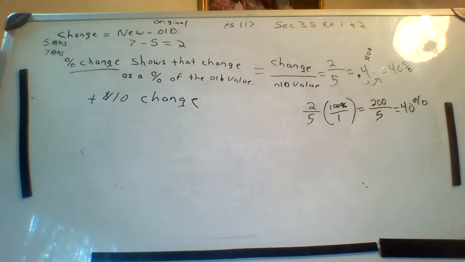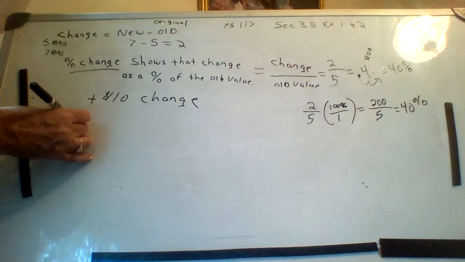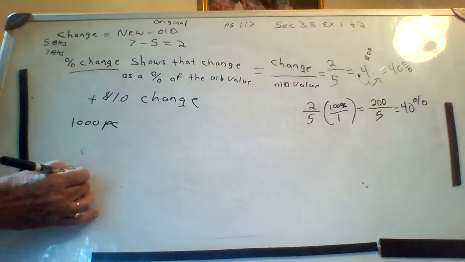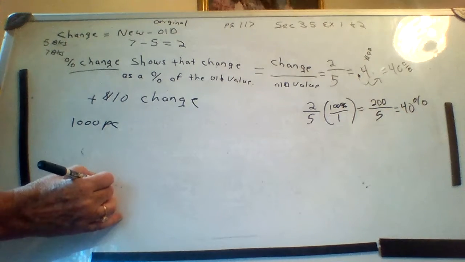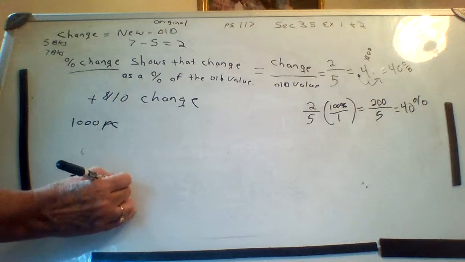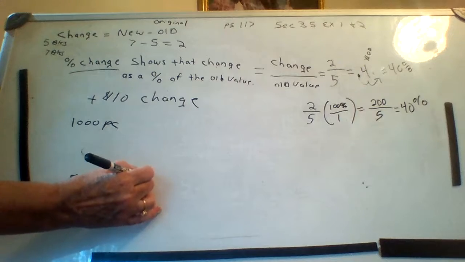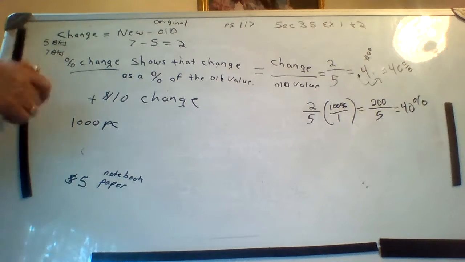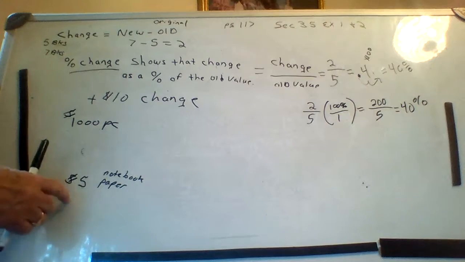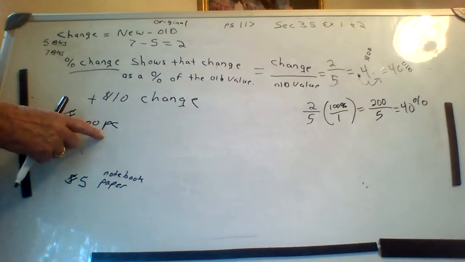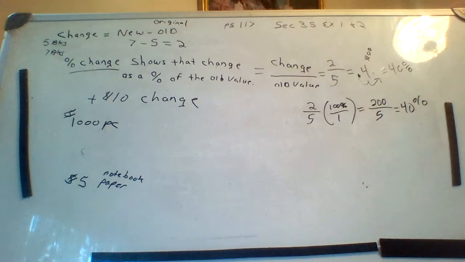So let's look at 2 different scenarios. Let's say we have a $1,000 PC and we have a $5 notebook of paper. And I'm just going to write paper, notebook paper. Okay, if I write notebook, then you're going to think of an iPad notebook type thing. So we have a $1,000 computer and we have $5 notebook paper. And well, what if we increased this price? Instead of selling it for $1,000, we decided to sell it for $1,010.